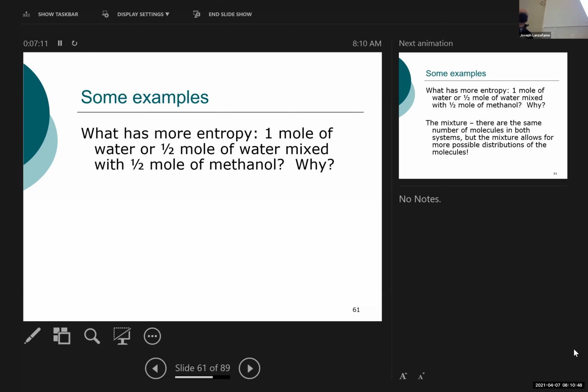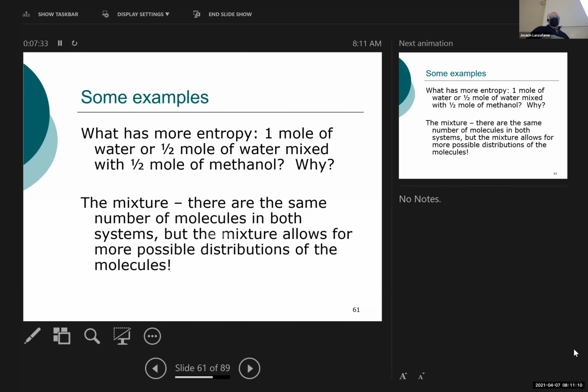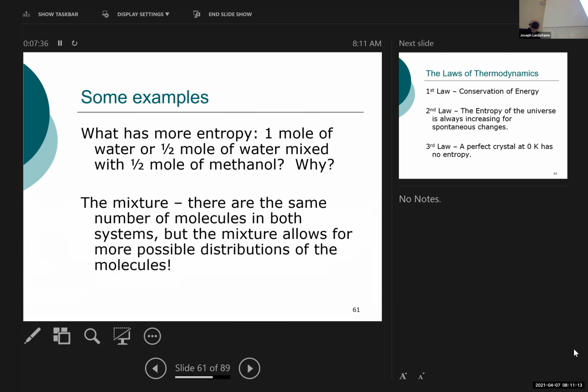If I have one mole of particles, in one case pure water, in another case half water and half methanol, I have exactly the same number of particles, quite possibly in exactly the same size space. But the fact that I have two different molecules actually gives me more entropy because my arrangements are suddenly much more open.